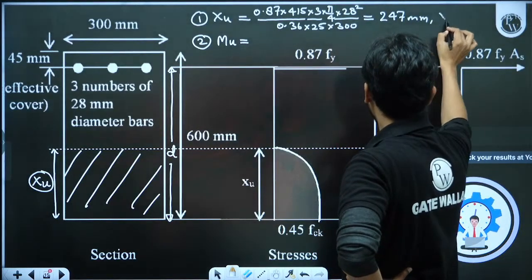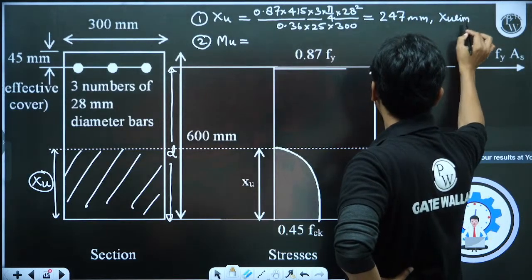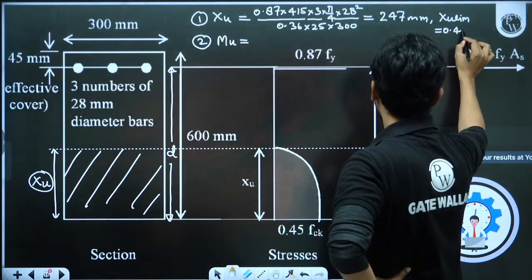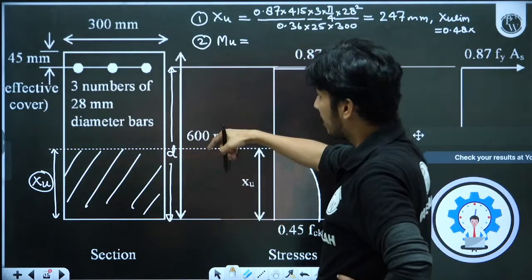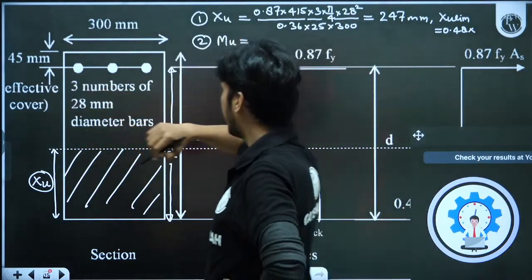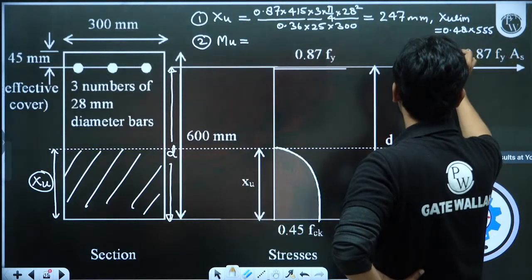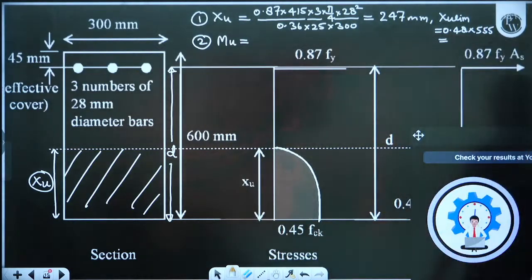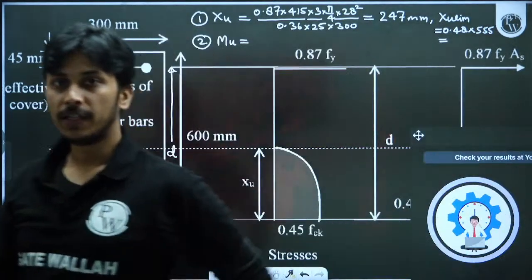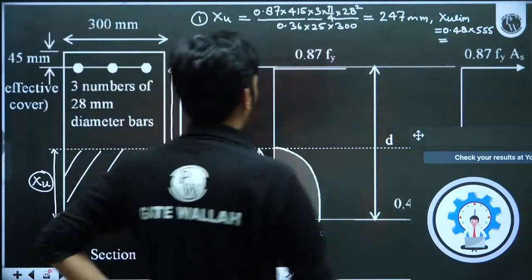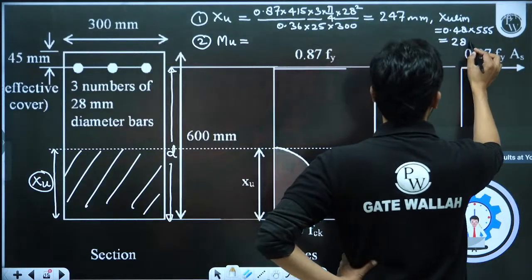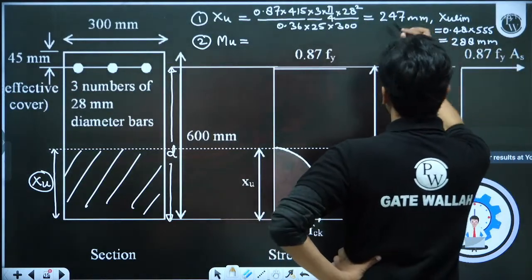Now what is XU limb? XU limb will be equal to 0.48 into effective depth. The total depth is 600, but the effective cover is 45. We have to minus that from the depth, so effective depth will be 555. So XU limb will be 0.48 into 555. That will be 288. So now Paul is saying 288 mm. So I think this is an under reinforced section. There is no issue. We can use this 247 here.